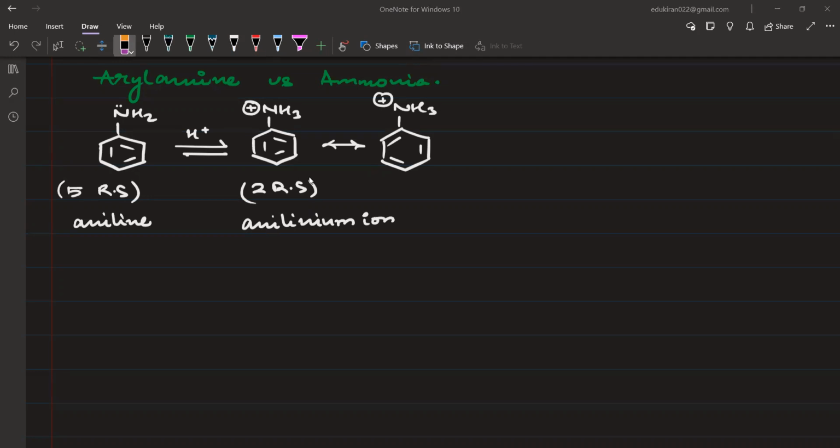So aniline is more stable because it has 5 resonating structures compared to the anilinium ion. And that is why aniline does not want to go into the anilinium ion, because it is less stable, right? The anilinium ion is less stable here because it is having only 2 resonating structures. And also this lone pair of electrons is not very much available for donation to the H plus ion. Okay, so please write. Next point.